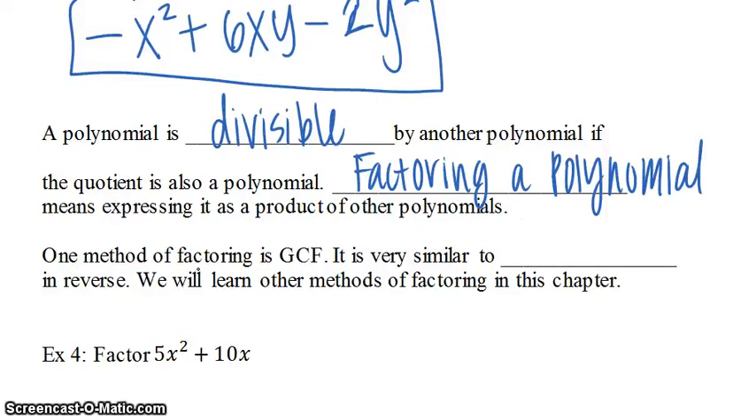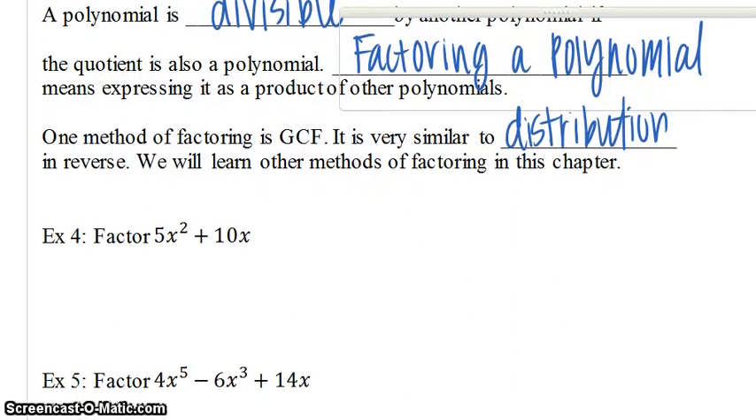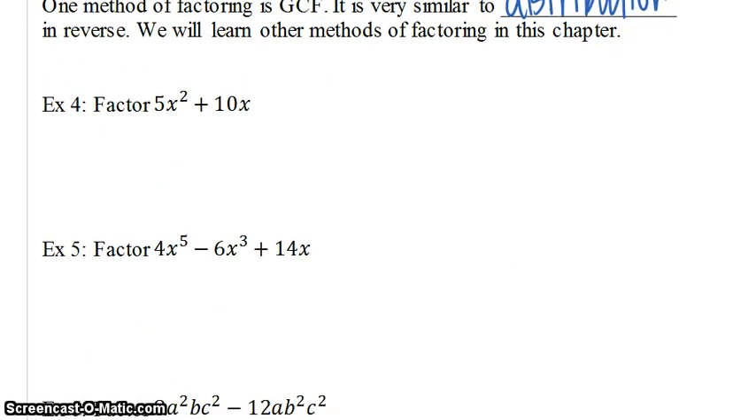that make up the other polynomial. Okay, one method of factoring is GCF. So GCF, we've remembered, is greatest common factor. It is very similar to distribution. We remember the distribution property. And it's the distribution in reverse. We will learn other methods of factoring in this chapter. We're going to do a whole bunch of factoring, but we're going to start right here.